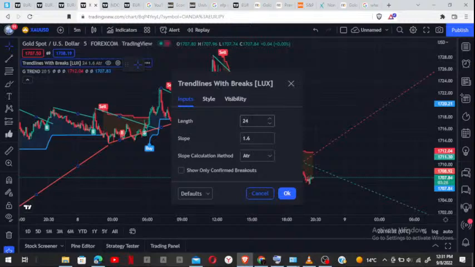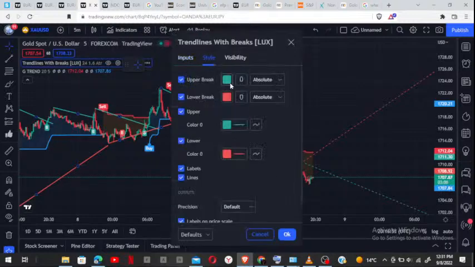I think this part is always 160 or maybe 60, I'm not really sure. So you'll just change it to 24, and this part over here you'll just put 1.6. Then you'll leave your slope calculation method as ATR. Once you've done that, you can come to style and you can change the colors to your most preferred colors.